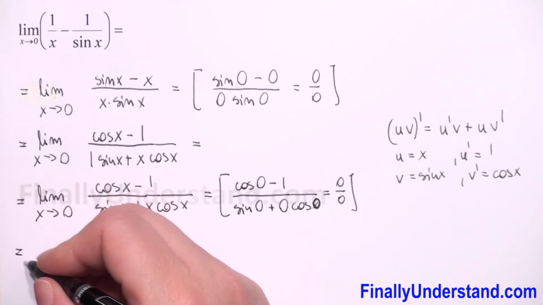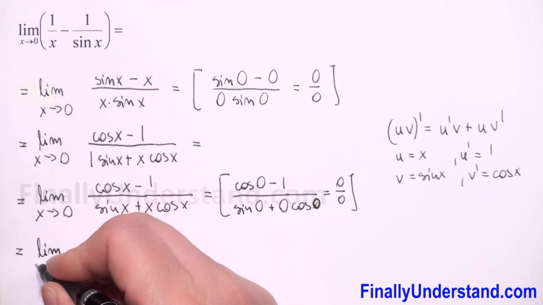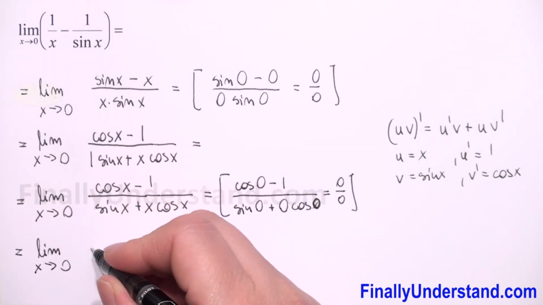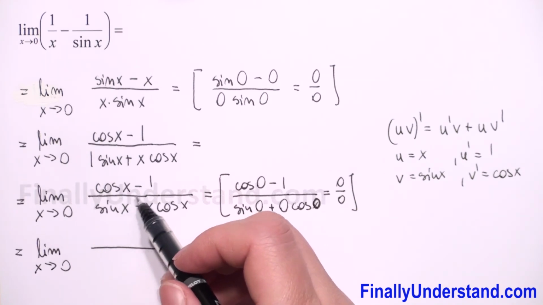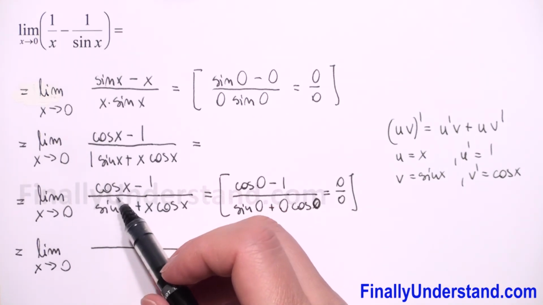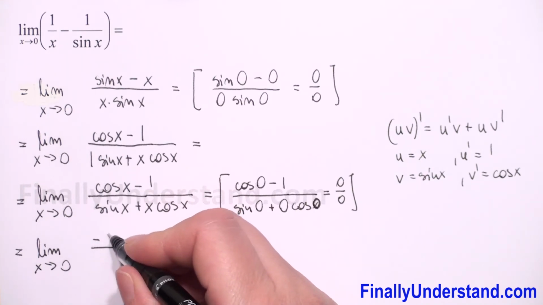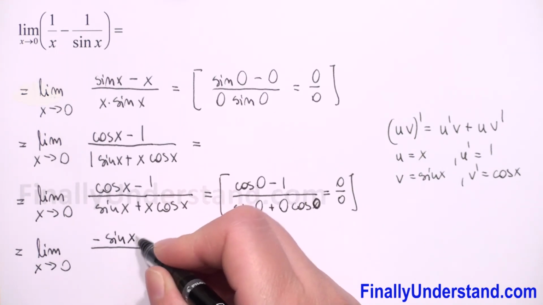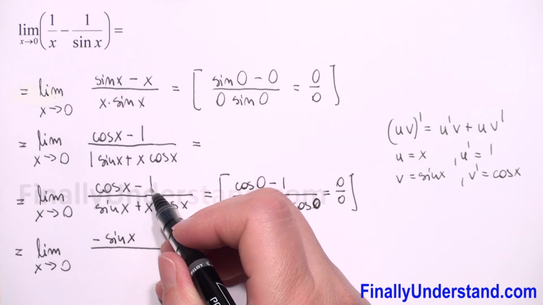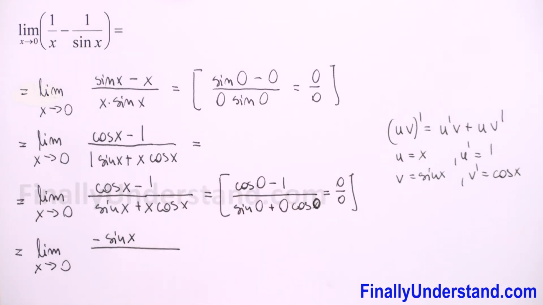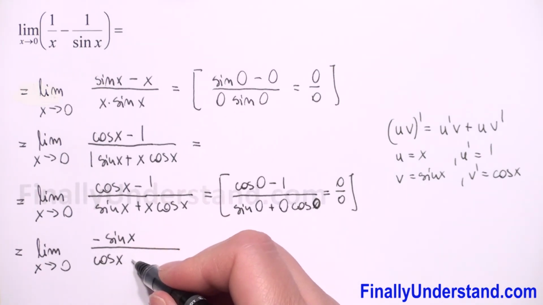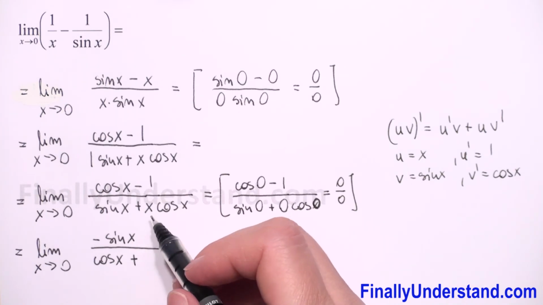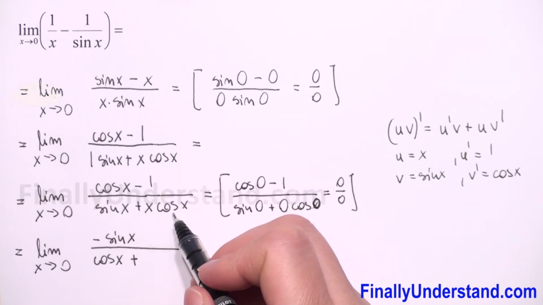So this is equal limit as x approaches 0. In numerator we have derivative of cosine minus 1. Derivative of cosine is negative sine of x. Derivative of 1 is 0, so we don't have to write. And in the denominator derivative of sine is cosine of x plus we have derivative of x times cosine x.